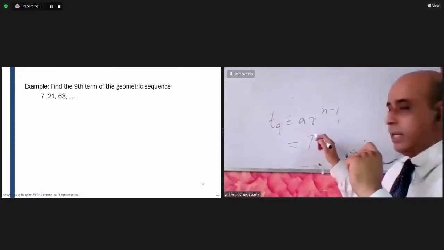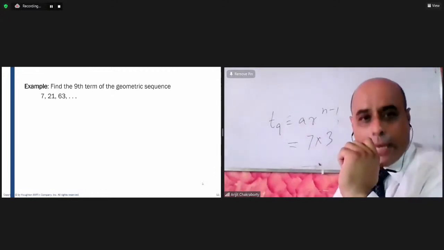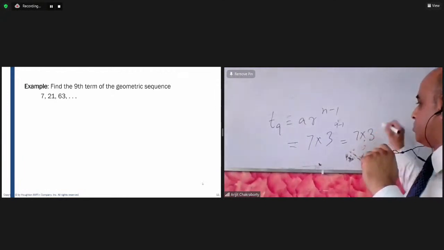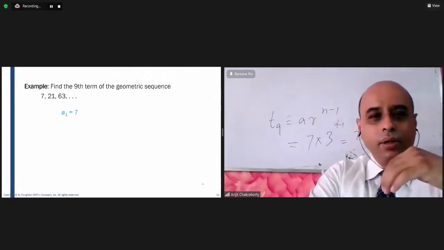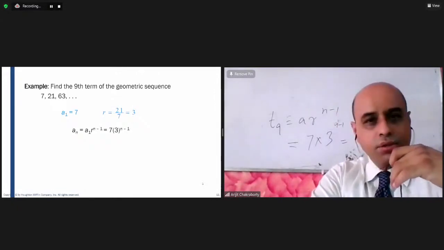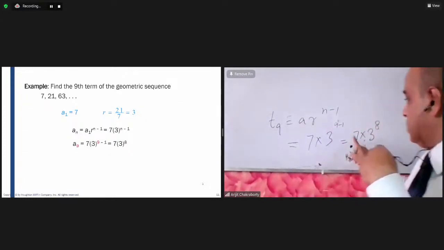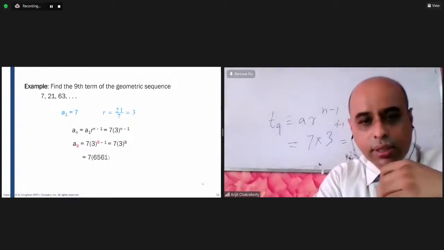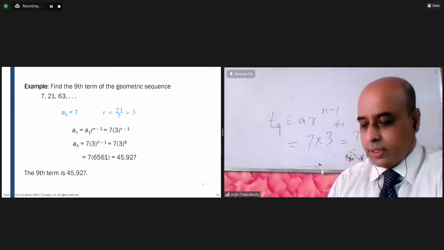Here A is 7, R is 3, and n is 9. So it becomes 9 minus 1. That means 7 into 3 to the power 8. Try to work it out and see what it comes to. So here the first term is 7. Common ratio we have seen is 3. And therefore the formula is 7 into 3 to the power 8. And just try to use a calculator and work it out. This will come to 45,927. Let me just quickly check.